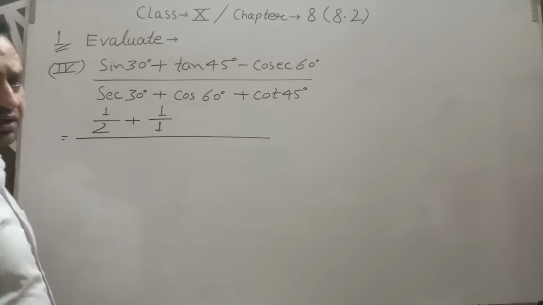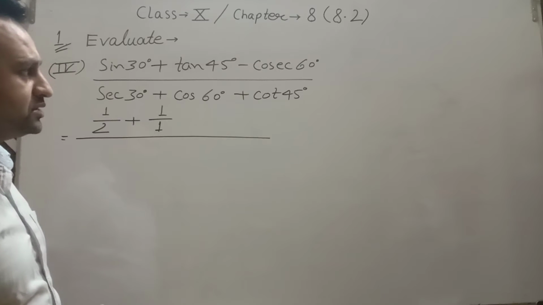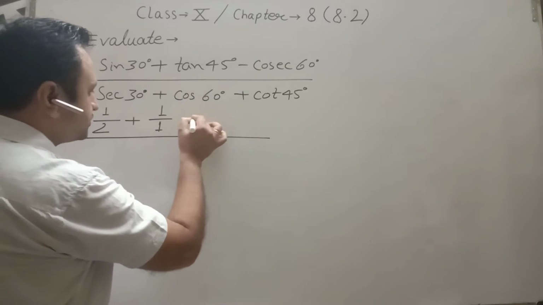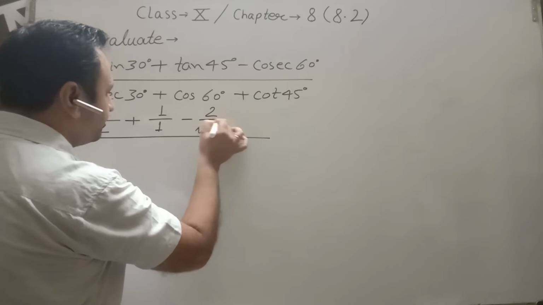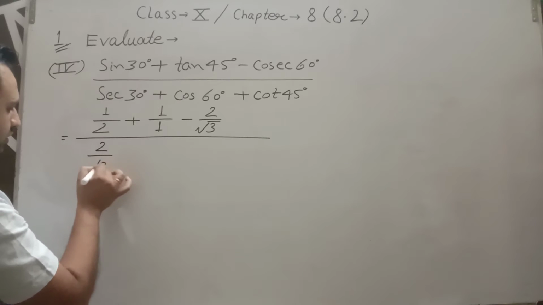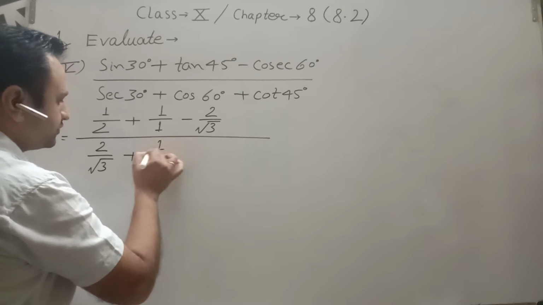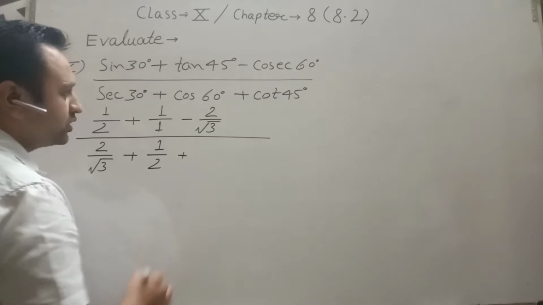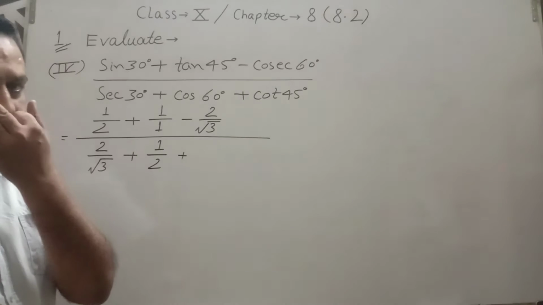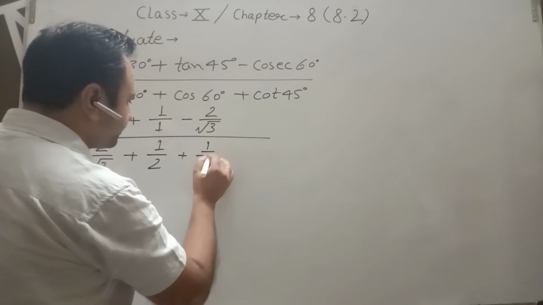Value of cosec 60 degree. The value of cosec 60 degree is just the reciprocal of sin 60 degree, and the value of sin 60 degree is root 3 upon 2, so its value is 2 upon root 3. Value of sec 30 degree. Sec 30 degree is the reciprocal of cos 30 degree, and cos 30 degree is root 3 by 2, so its value is also 2 by root 3. Plus cos 60 degree. The value of cos 60 degree is 1 by 2, and the value of cot 45 degree is the reciprocal of tan 45 degree, and the value of tan 45 degree is 1, so its value is also 1.